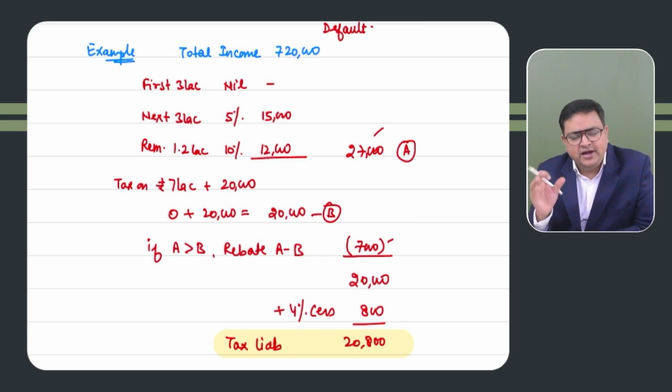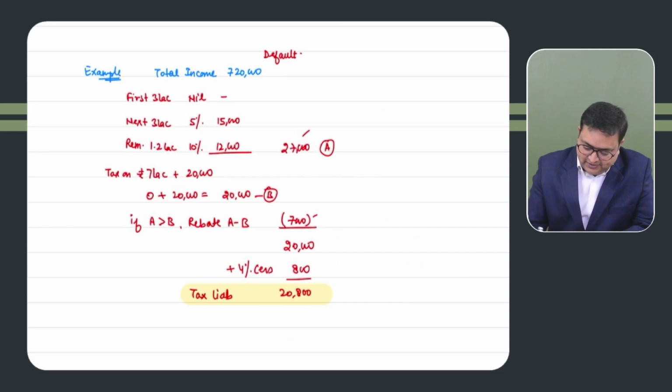And I can give you a hint for your examination. If your income is up to 7 lakh, 7 lakh 28,000 something, right? Then there could be a rebate. But if your income is more than 7 lakh 30,000 or so, then there would be no rebate, right? So it is just a hint for you. Okay. So this was the concept of rebate.